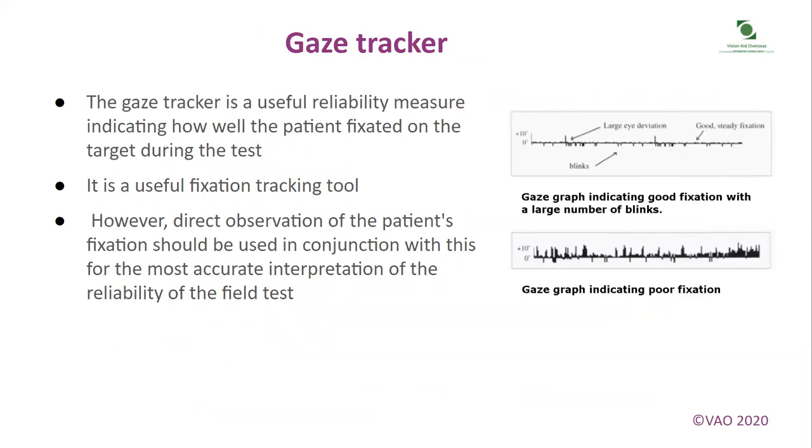Gaze tracker. The gaze tracker is a useful reliability measure indicating how well the patient fixated on the target during the test. It's a useful fixation tracking tool. However, direct observation of the patient's fixation should be used in conjunction with this for the most accurate interpretation of the reliability of the field test.